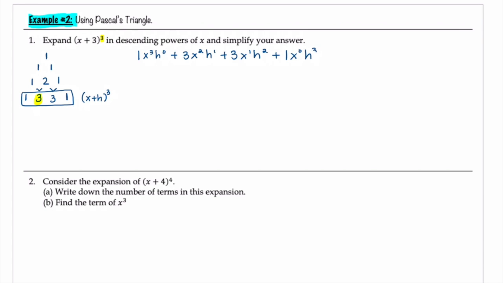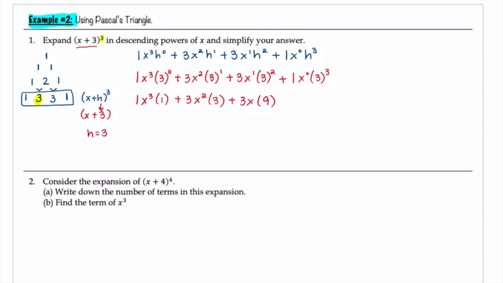h to the third. So if I look at my given binomial, I see that this h is our 3 and x is x. So what I'm going to do is substitute wherever I see an h, the value of 3. Okay, so I substituted. At this point, I'm going to evaluate. So I'm showing a little more work than I normally would. All right, so I evaluated the 3 to the power that was given there.